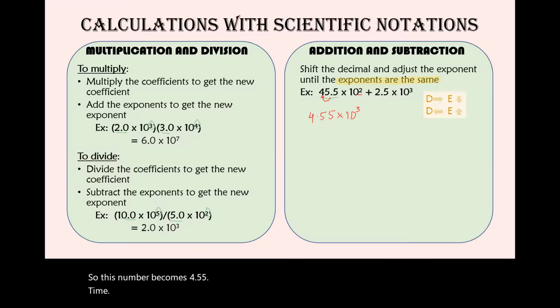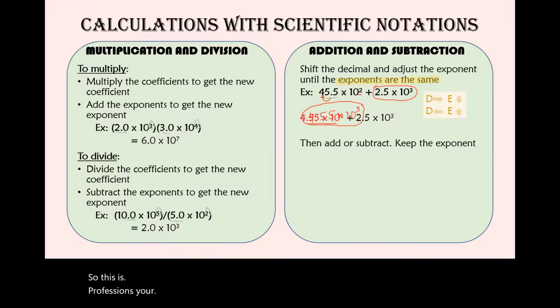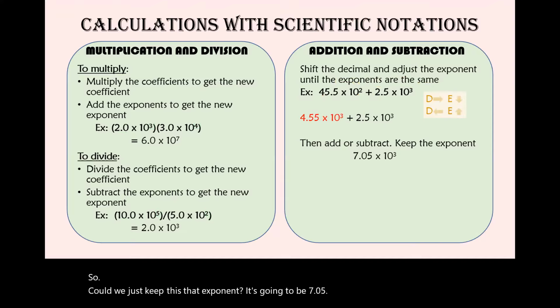So as you can see, this is now a correct scientific notation because 4.55 is between 1 and 10. So you take this number and you add that to this number. This is very easy because you just add or subtract your coefficients. Your exponents are already the same, so we just keep that exponent. So it's going to be 7.05 times 10 to the power of 3 in this case.